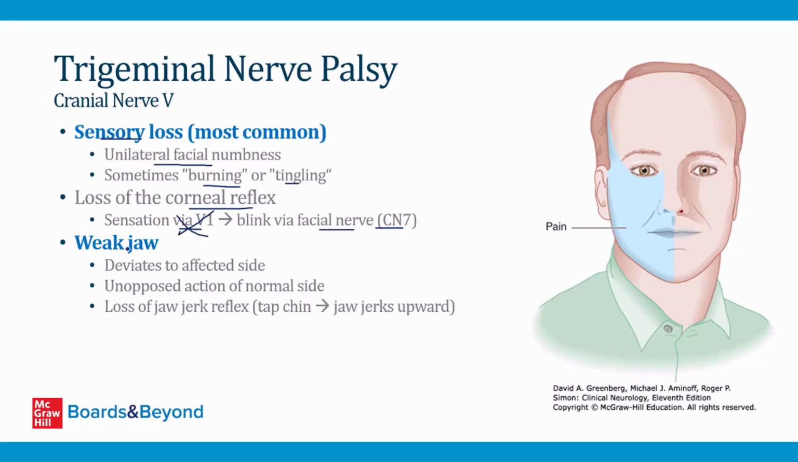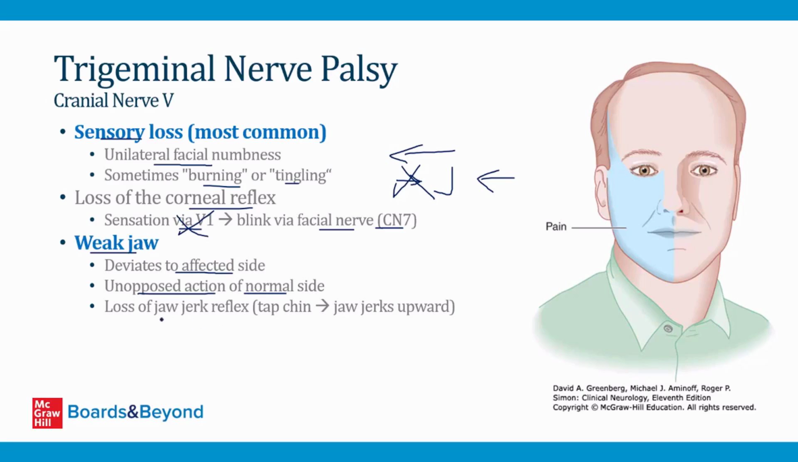And then by losing the muscles of mastication, patients will develop a weak jaw. Classically, the jaw will deviate towards the affected side. So the idea here is that the jaw is sort of kept in the midline by muscles on each side pushing it to the midline. So if you lose one side, then the jaw is going to deviate towards that affected side. This is basically unopposed action of the normal side, as I've listed right here.